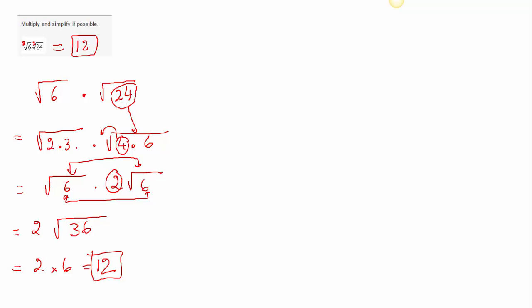And then you will end up with square root of 6 times square root of 6. And that's easy because 6 times 6 is 36, and 36 is a perfect square, and we know that 36 is 6 times 6. So therefore this will come out as 6, and 2 times 6 is 12. Let's look at the second question.